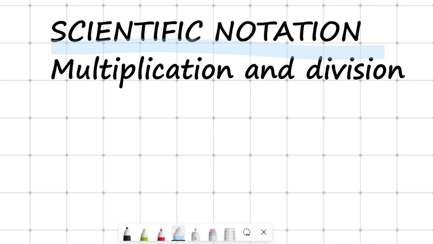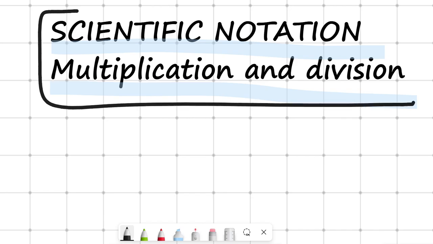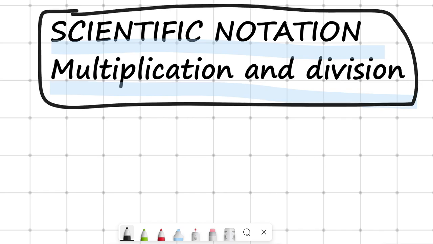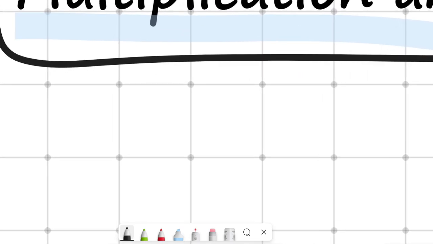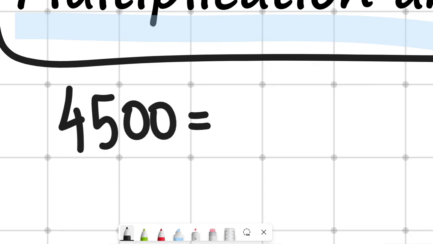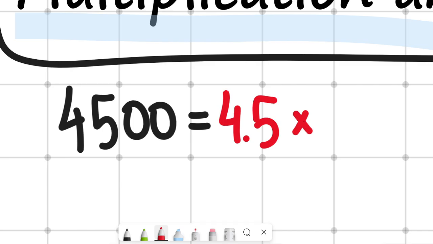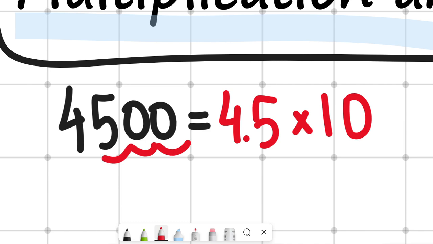In the previous video we explained what scientific notation is, then we explained how to add or subtract two numbers in scientific form. So just to revise once quickly, if we have a number, for example 4500, to write this number in scientific form or standard form means writing it as 4.5 multiplied by 10 to the power of 3.